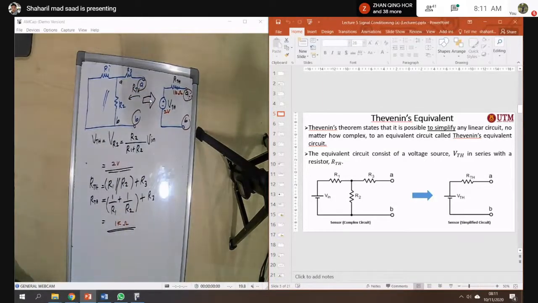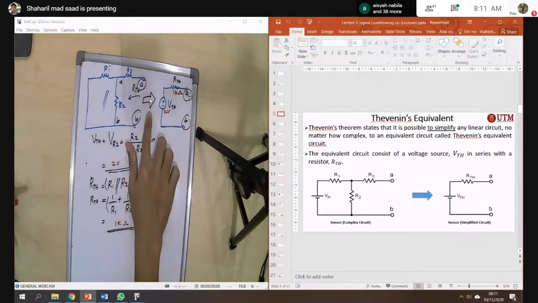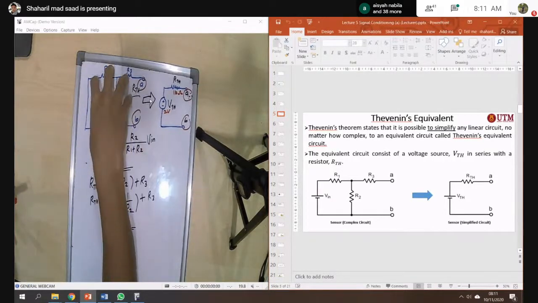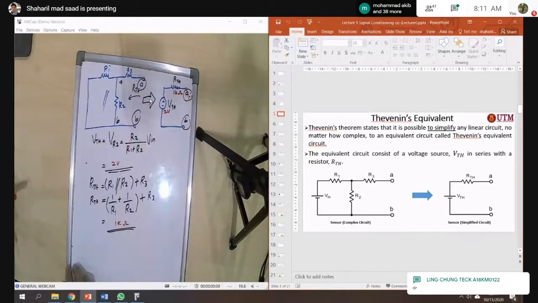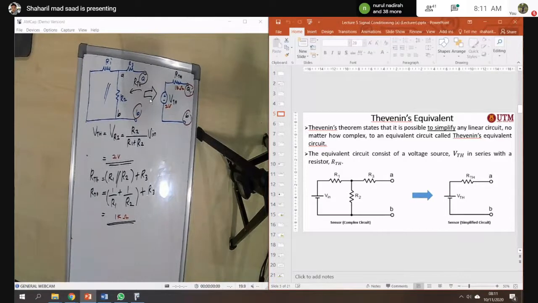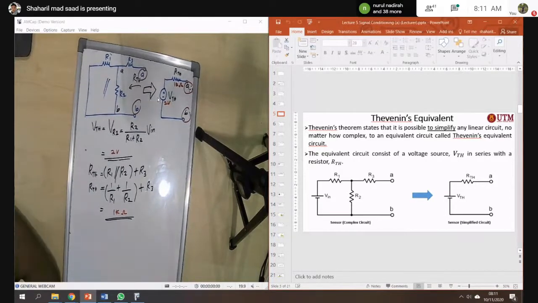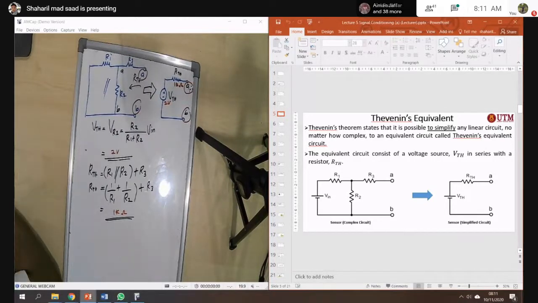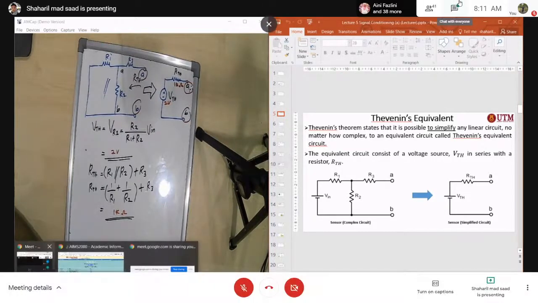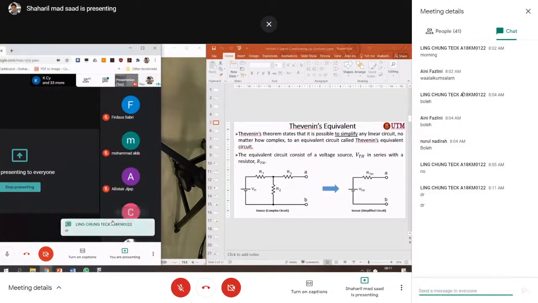So that's what we use the Thevenin theorem for, to simplify this complex circuit to be just two components: voltage Thevenin and also resistance Thevenin. Okay, so far, so good, clear? Is it clear? Right? Okay, doctor, yep.